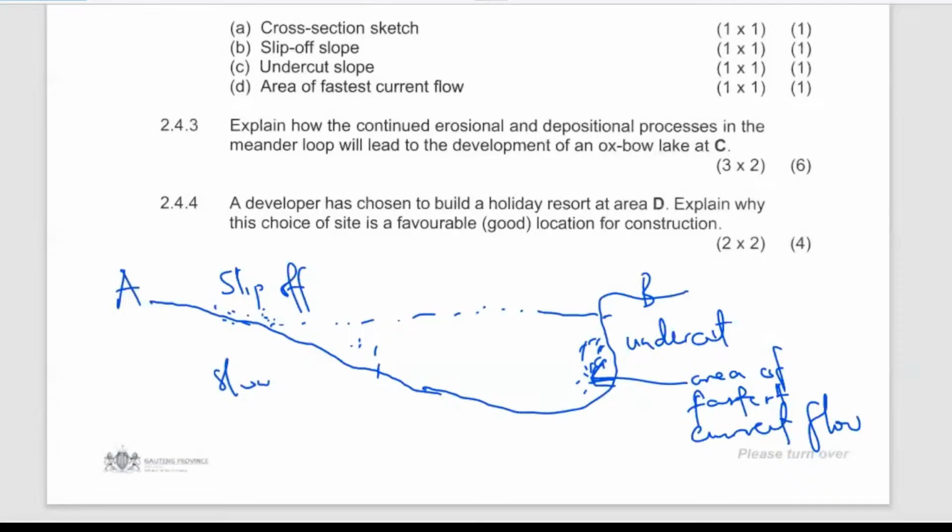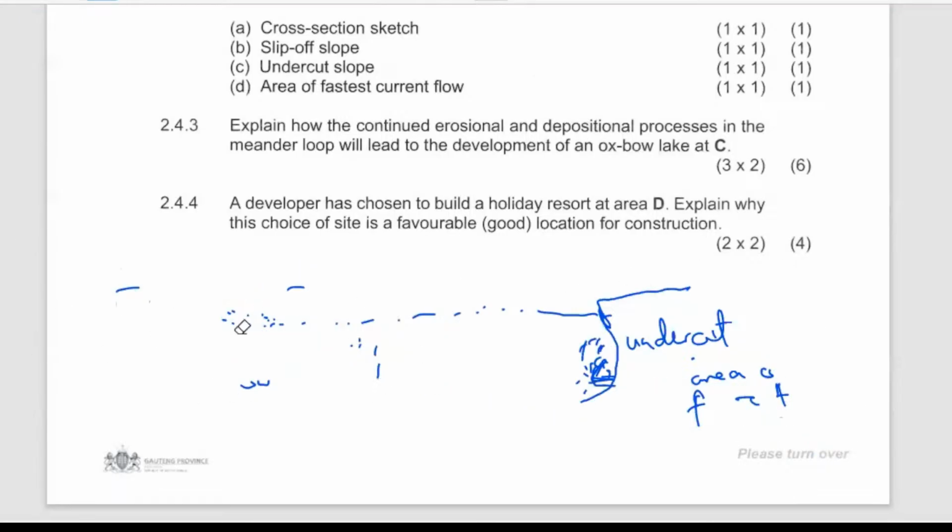So basically, that is how you must draw your cross-section. Make sure that the shape implies, and there must be a steep slope here, which is being undercut, and there must be a gentle slope on this side to indicate that there's deposition, and that's the shape of the sketch. And you must label your slip-off on this side, label the undercut on this side, and areas of fast velocity, we find it on this extreme end of our river channel. Right. Moving on to the next question.